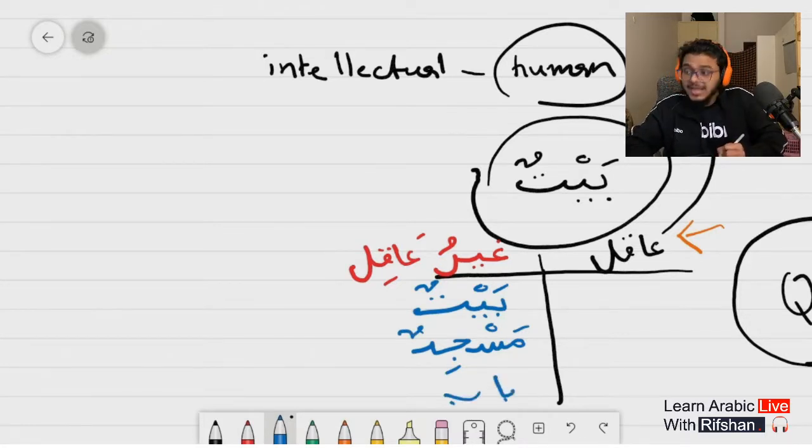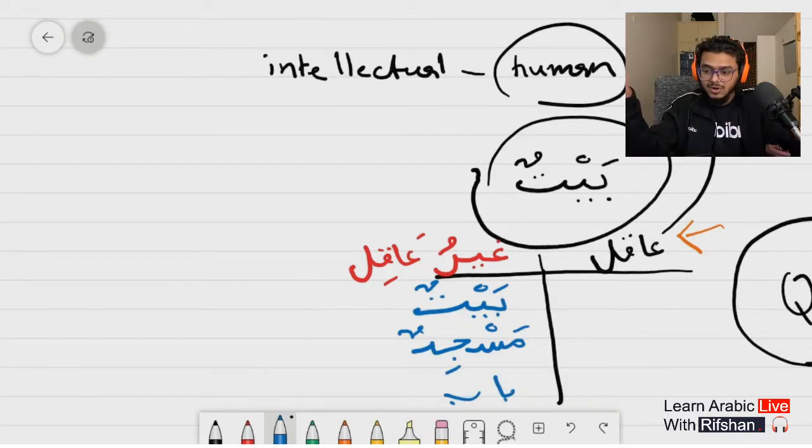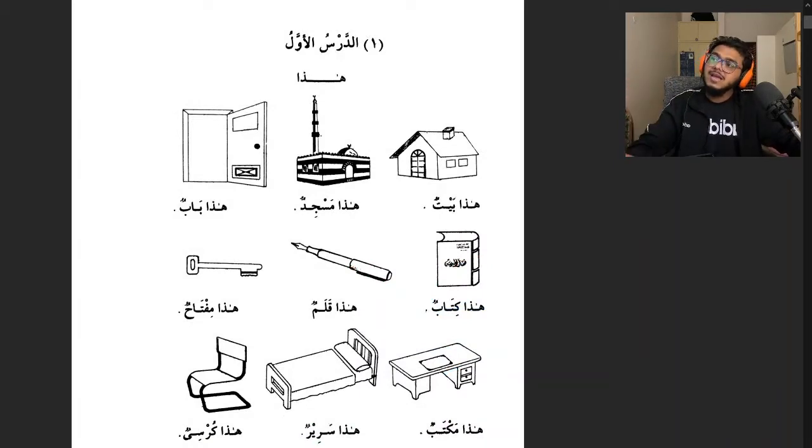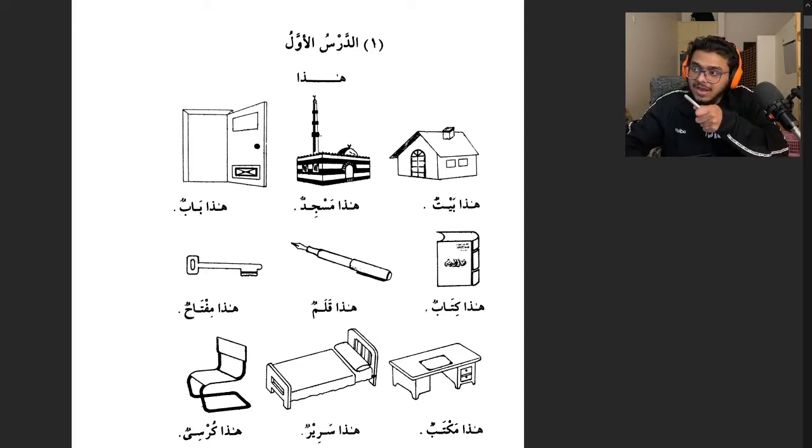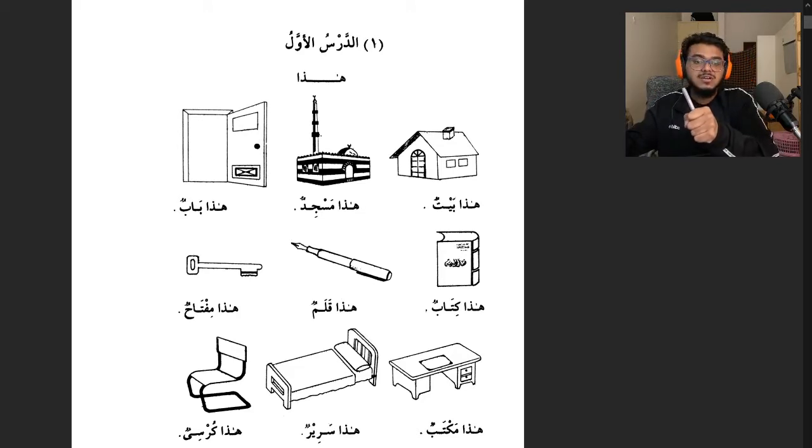Babun. So basically, this whole page that I showed you a while ago, all of these are ghayru aqil. None of these are human beings. None of these are intellectual things. So all of these are in what category? Ghayru aqil. So now we have the tools. We have the magnifying glass to look into the word. The first tool we are using is to check if it is aqil or ghayru aqil, if it's used for human beings or if it's not used for human beings.